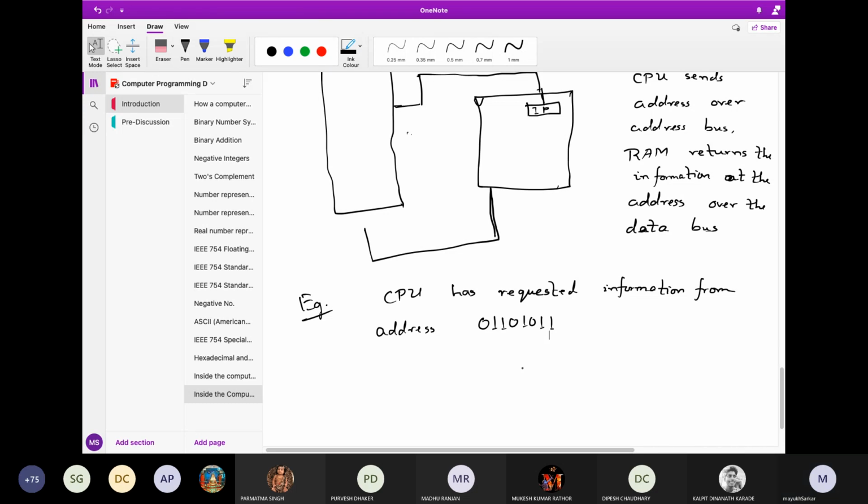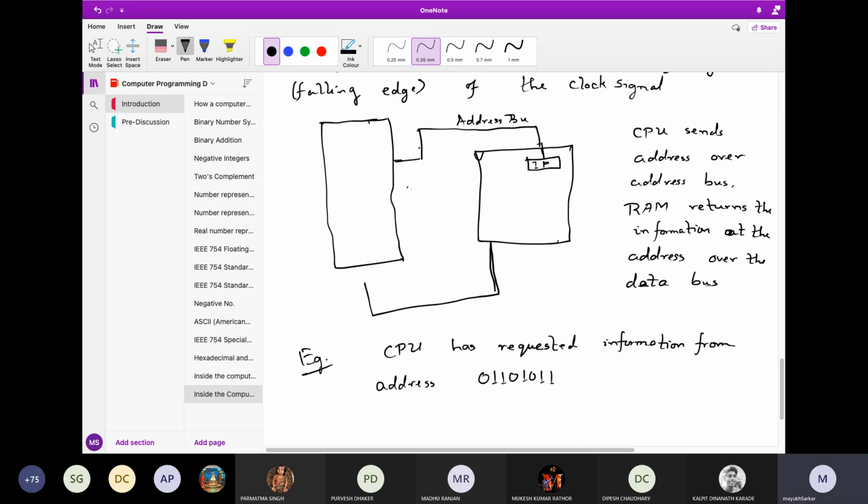Today's address is 64 bits, but I am considering an 8-bit system. The CPU has requested information from this address. Now, the address bus in today's machine is 64 bits, but originally there are 8 lines. In fact, we call them lines, but let me write it so that you can understand for now. There are 8 wires carrying the signal.